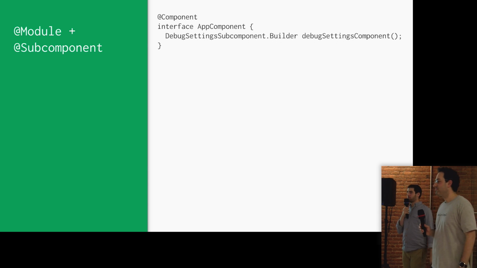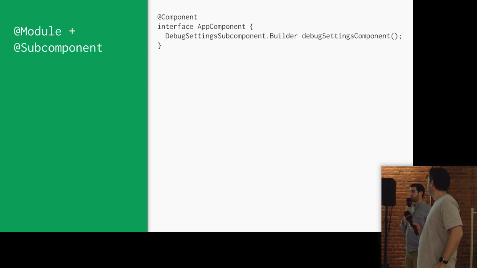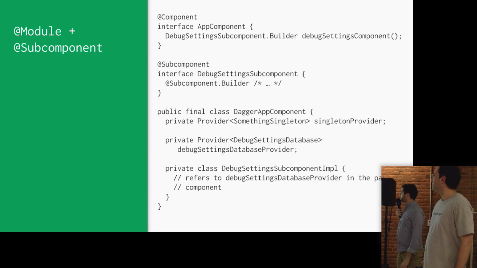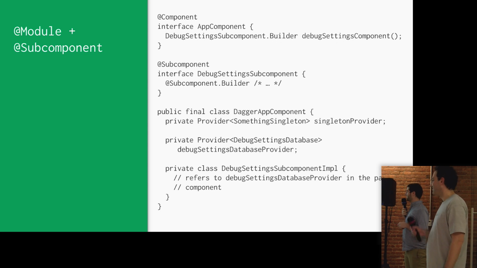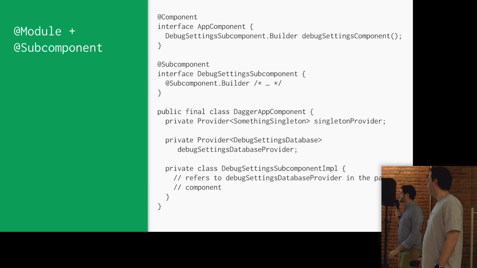Awesome. So here's a very new API that you probably aren't aware of. Let's talk about subcomponents a little bit more. Here we have our app component, and like many activities in Android, we have a subcomponent specifically for that activity. Here we have the debug settings subcomponent builder, which we'll use when we need to create that activity. Here's the subcomponent, and here's the generated top level component. As you'll notice, there's something singleton in the top level component. Sorry that our naming isn't the best.